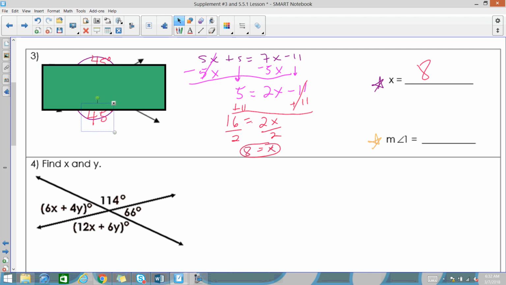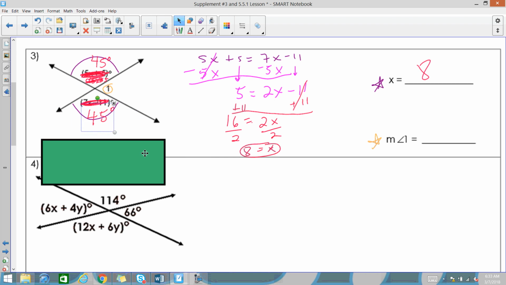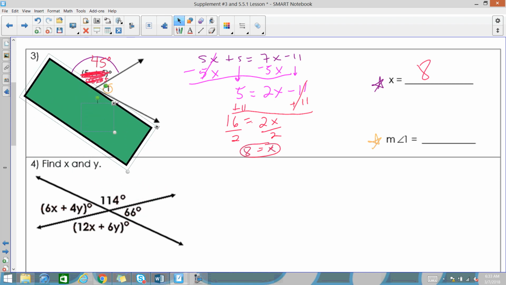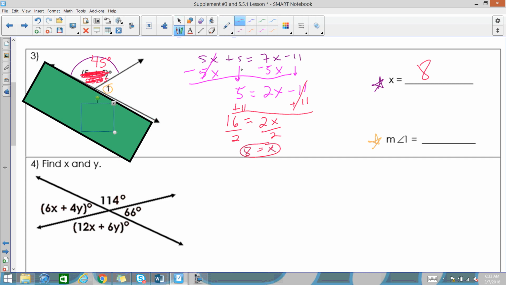Well, take a little sheet of paper, a credit card, something, and we're going to cover up anything that doesn't pertain to or help us out with angle 1. So I'm going to turn my credit card like this, and I just got rid of the bottom angle. Now, why would I want to do that? What I'm trying to get you to see is that I have a line here. This is a linear pair. Angle 1 and 45 degrees form a linear pair.